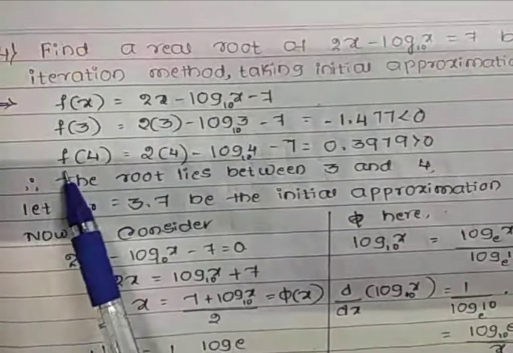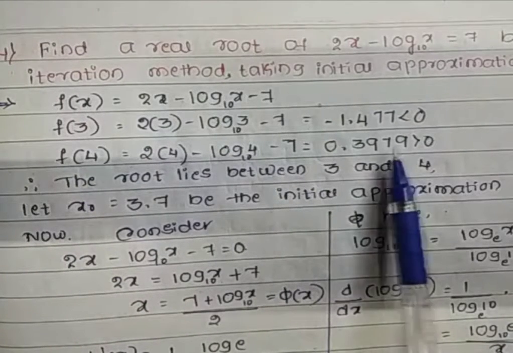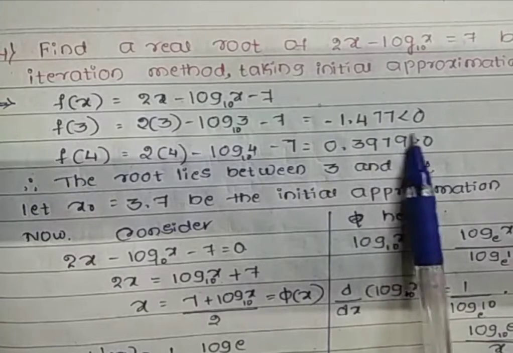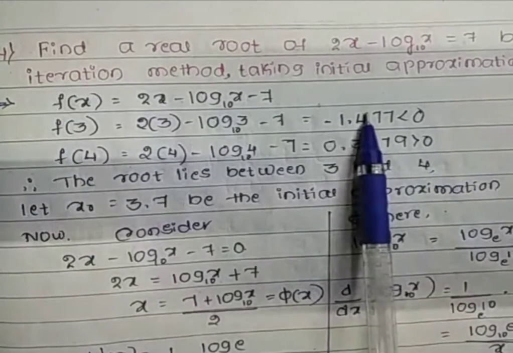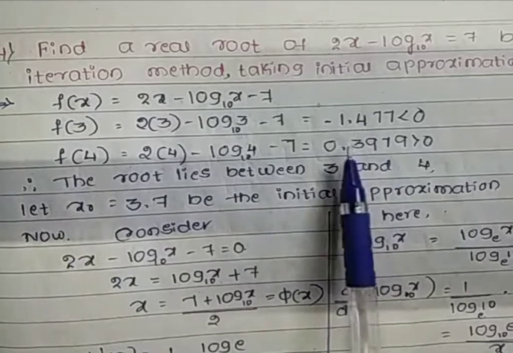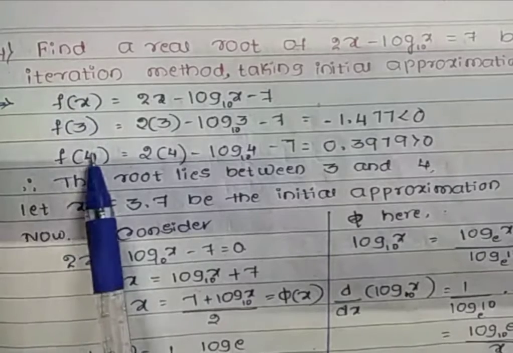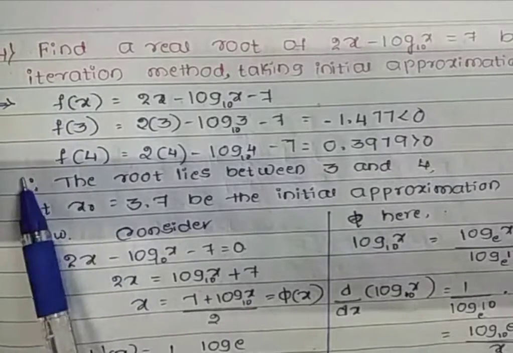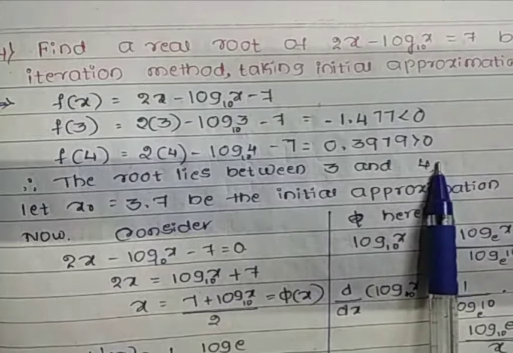So here f of 4 answer is 0.3979. So this is positive, therefore greater than 0. f of 3 is giving us a negative value, f of 4 is giving us a positive value. It means the root lies between 3 and 4. Therefore, the root lies between 3 and 4. This sentence we have to mention.